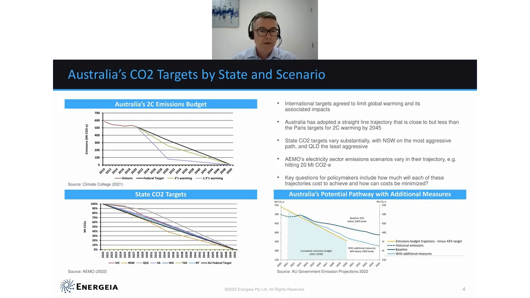Now, we've also included the state CO2 targets. Unfortunately, we haven't included the ACT, but they are the only jurisdiction, as far as I'm aware, that is aiming for anything other than a 2050 target at this stage. Mindful that Victoria's just announced an updated target.